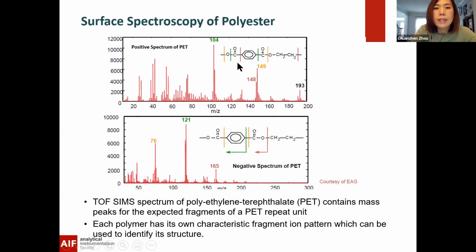And the intensity of these ions depends on their stability. The 104 over here is probably the most stable ion among the other fragments. In a negative ion spectrum, it shows totally different fragmentation patterns because it is negative ions. 76 is just like a simple benzene ring, and 120 and 121 is the one with one CO2, and 165 is this fragment.